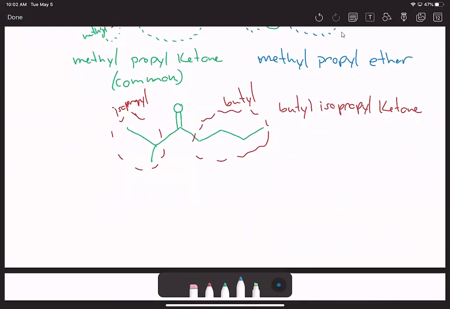Let's do one more here. Here's a branch. We'll say this is another branch. So I have diethyl, and it's a ketone functional group. So diethyl ketone. So those are common ways to name these structures.